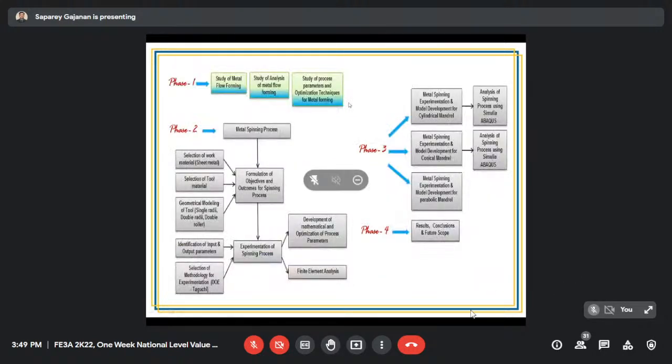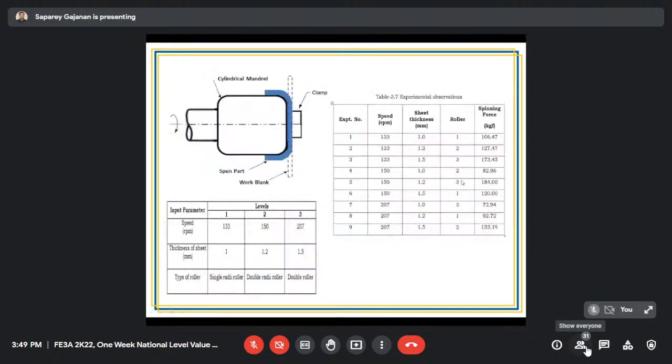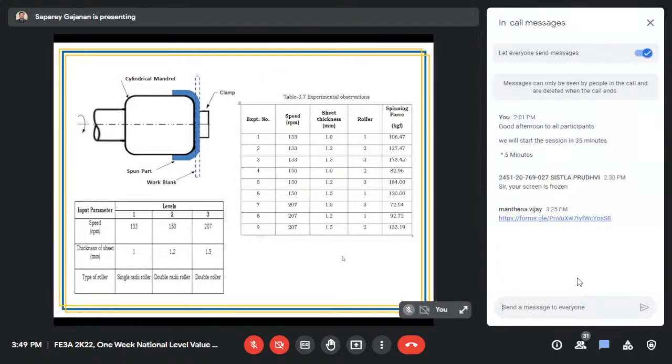Yeah. So this is the blueprint as I told you. Now, how is the problem defined? Metal spinning, we want to carry out in three stages. One is the cylindrical stage, one is the conical stage, and one more is the parabolic type of stage. Here, to generate the data, we have used the Taguchi technique. The Taguchi technique takes the input parameters and the different levels, and we experiment.